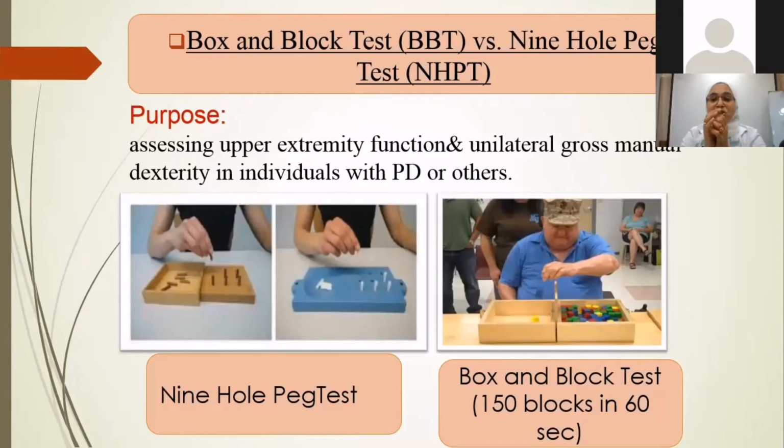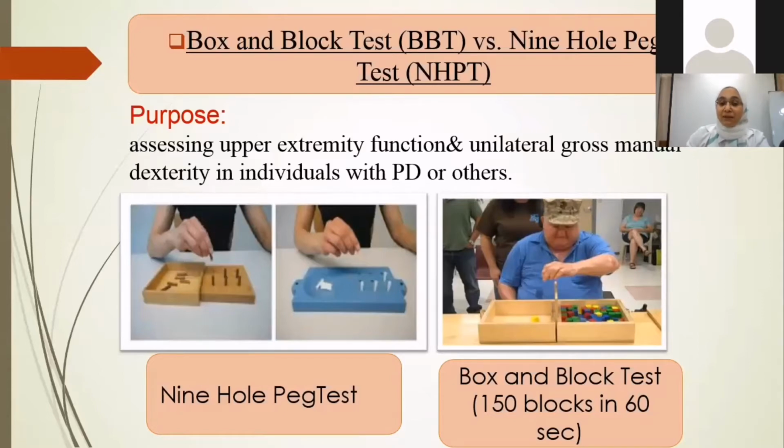We have 2 other tests, which are not similar, but depend on the time and the hand function and the coordination of bilateral upper limbs. One test is called the box and block test, and the other test is called the 9-hole peg test. The purpose of both of them is assessing upper extremity function and unilateral grasp, in individuals with Parkinson, and the coordination. So it's very important for these tests, so any patient can do them, and they will have fun while doing, and encourage them to do faster.